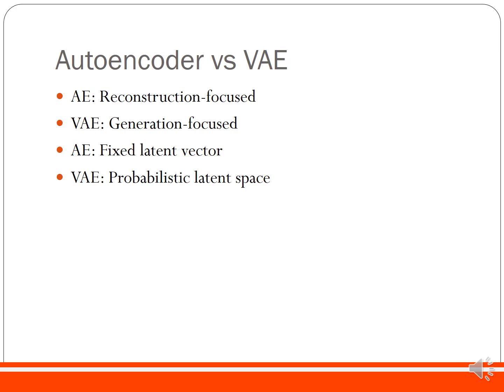An autoencoder mainly focuses on reconstructing the input image using a fixed latent vector. In contrast, a variational autoencoder uses a probabilistic latent space, allowing it to generate new images. Therefore, autoencoders are reconstruction models while VAEs are generative models.